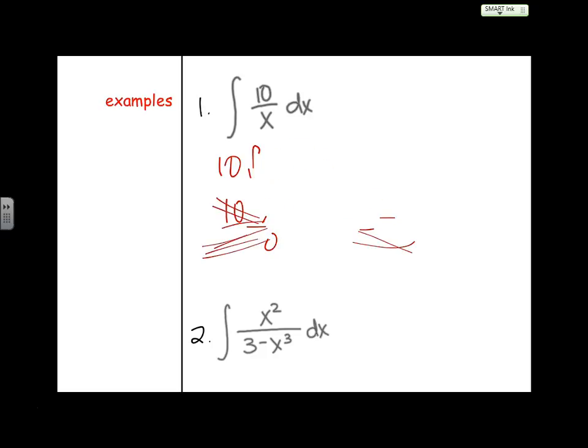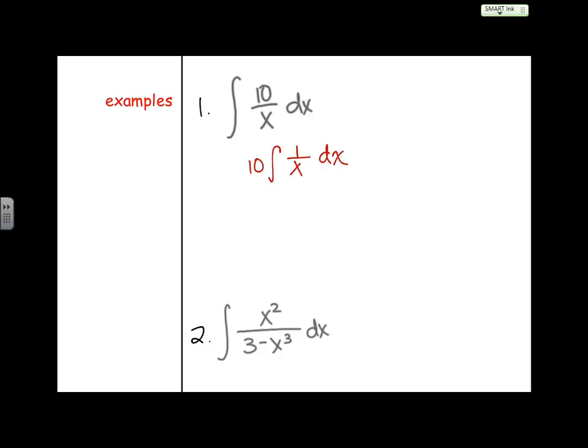Who is this guy? ln. Pull the 10 out. 1 over x, we need to get to where we recognize that is not power rule, that is just ln. Wait, did we even need to use u sub? Go team!